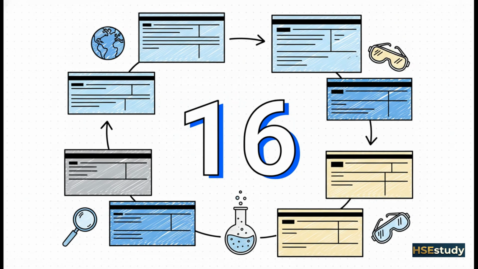And this is the magic number: 16. Every single SDS, it doesn't matter if it's from a supplier in Texas, Germany, or Japan, will have these exact 16 sections, and they will always be in the same order. Once you learn this structure, you can navigate any SDS in the world. It's basically a universal language for chemical safety.